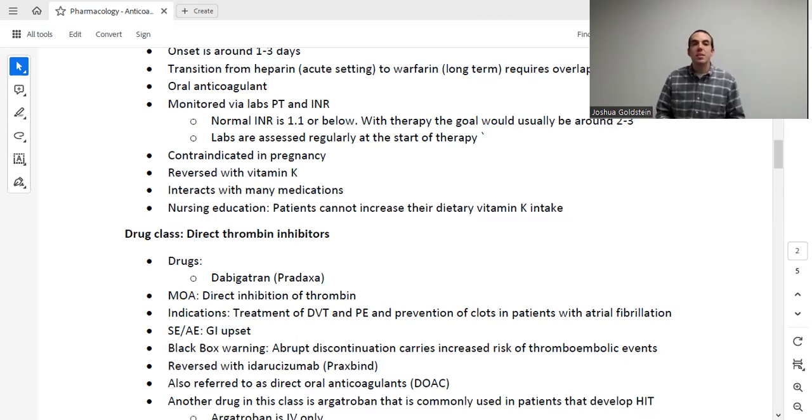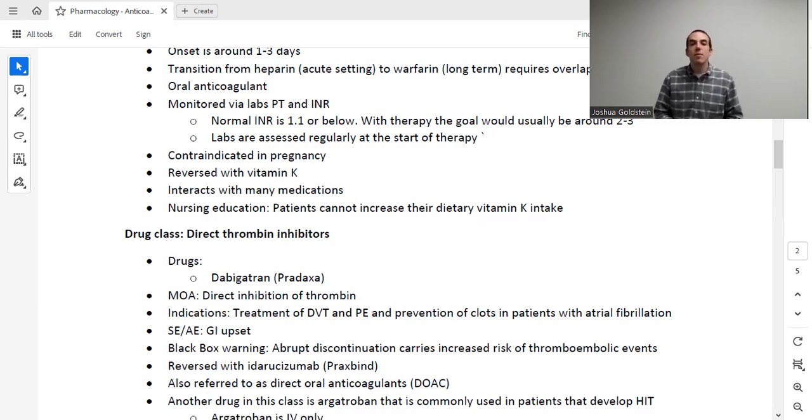The big adverse effect over here is GI upset. Again, obviously, all of these have the adverse effect of causing bleeding. This does have a black box warning that you should not suddenly stop taking it, or it can cause clotting. That makes sense. If a patient's body has been properly anticoagulated, especially if it's been that way for a period of time, if I suddenly stop taking it, I have a dramatically increased risk of developing thromboembolic events, aka blood clots. That's why it's a black box warning.